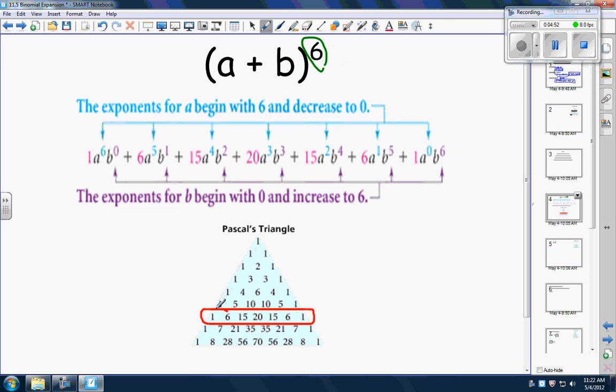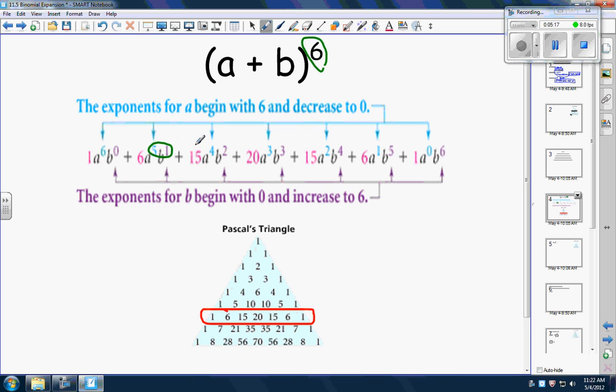So automatically I'm going to go to the 6th row. I'm going to grab all these coefficients: 1, 6, 15, 20, 15, 6, 1. You know the first term is going to be a to the 6th, and the last term is b to the 6th. So 1a to the 6th plus 6 a's, count down, so it's now 5 a's. The b's kick in at 1 because these have to sum to 6.